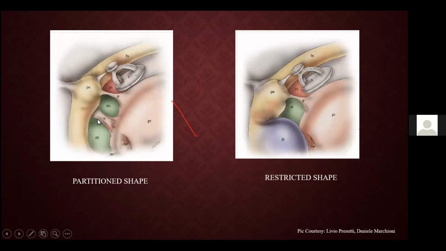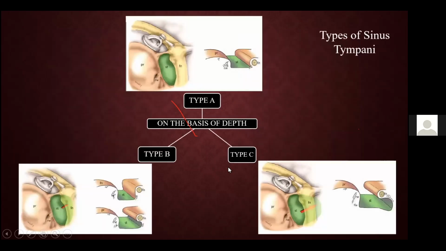Sometimes there is a bony bridge from the facial nerve towards the promontory in between the sinus tympani, and thus it is divided further into superior sinus tympani and inferior sinus tympani. Along with that, another shape of sinus tympani is called the restricted shape. It can be due to a higher jugular bulb from the hypotympanum, which is restricting the sinus tympani. So it is called the restricted shape of the sinus tympani.